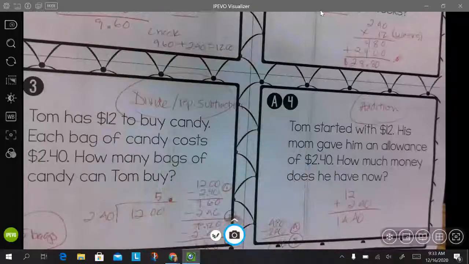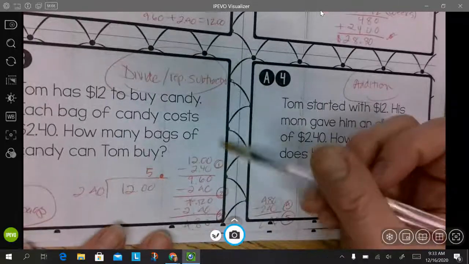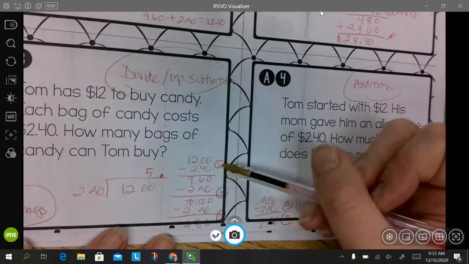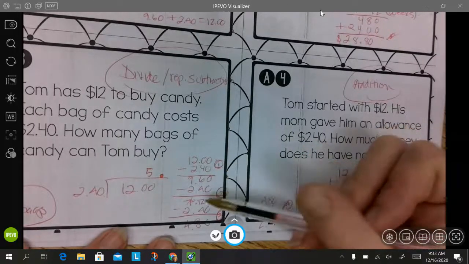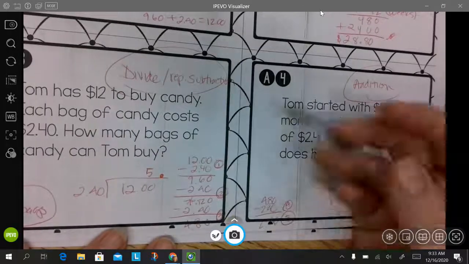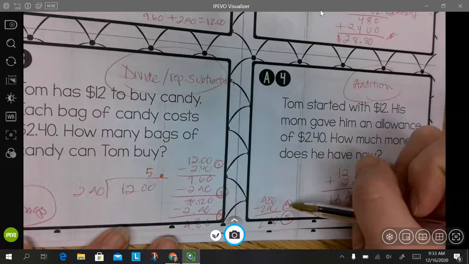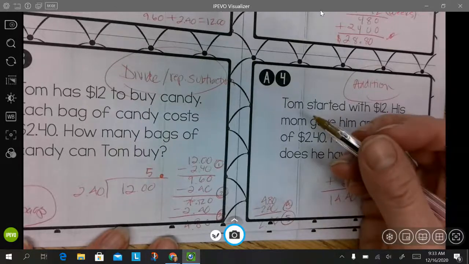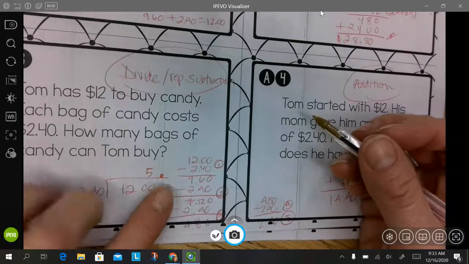Or if you want to think about it as repeated subtraction, start with $12, subtract 240, there's 1. Subtract 240 again, there's 2. Subtract 240 again, there's 3. Subtract 240 again, there's 4. Subtract 240 again, there's 5. Okay, so there's 5. All right, so you have 5 bags.